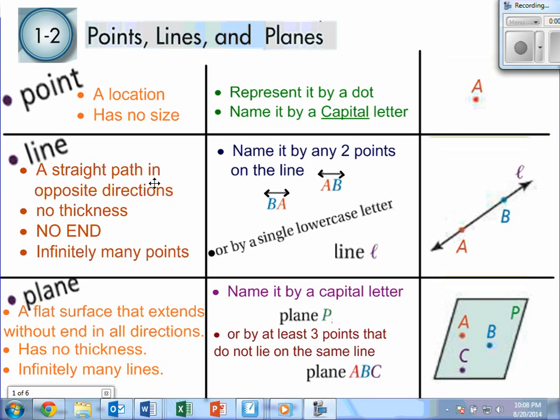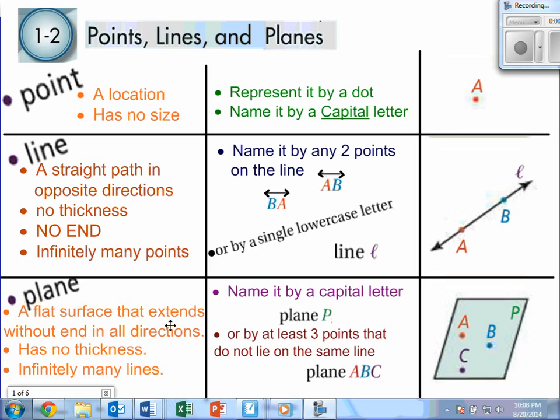A line is a straight path in opposite directions, has no thickness, and it has no end, and has infinitely many points on it. And you name a line by any 2 points on the line. This would be line AB, written this way, or line BA, because it goes either way. Notice how the line above those letters has arrows on either end. That's important. Or you could name it by a single lowercase letter. In this case, it is line L, written line L.